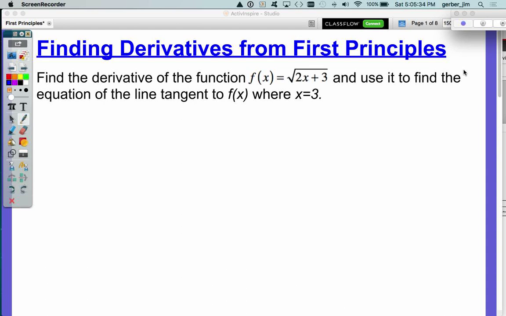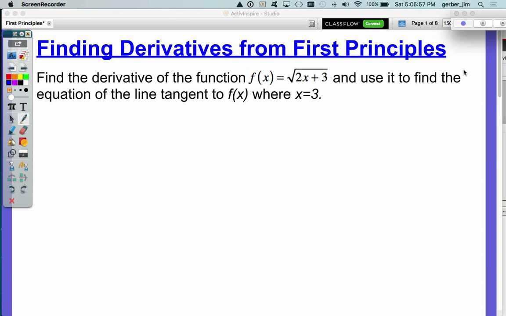In this video, we're going to be finding the derivative of a function from first principles. That means we're going to use the limit definition to find the derivative, in this case, of the function f of x equals the square root of 2x plus 3. And then we're going to use that derivative to find the slope of that function at x equals 3, and eventually to find the equation of the tangent line at x equals 3.